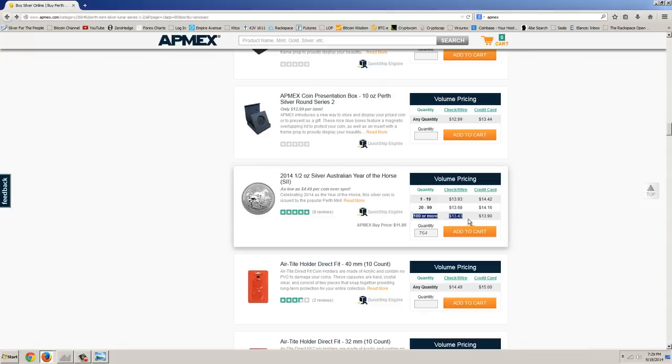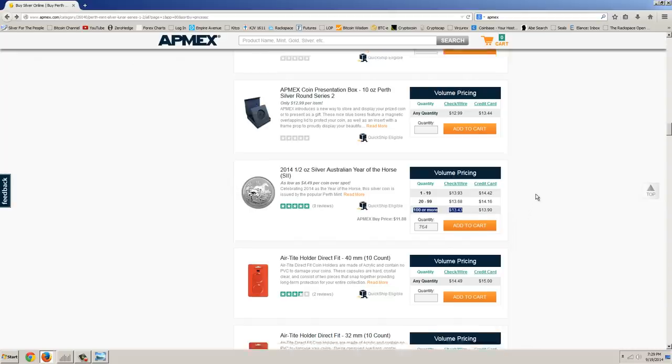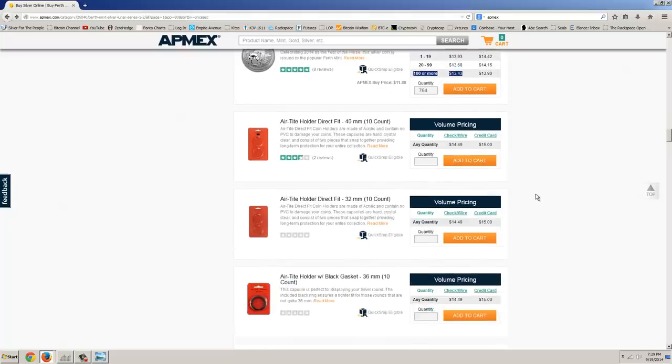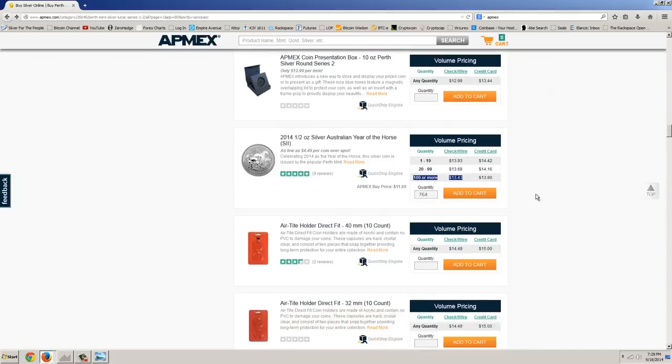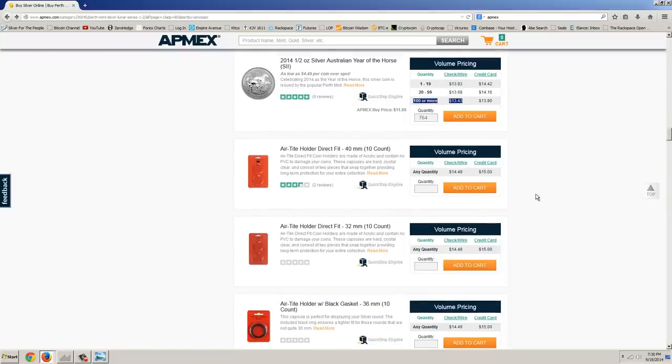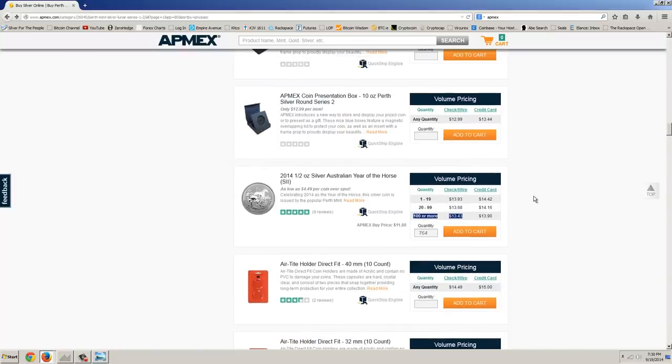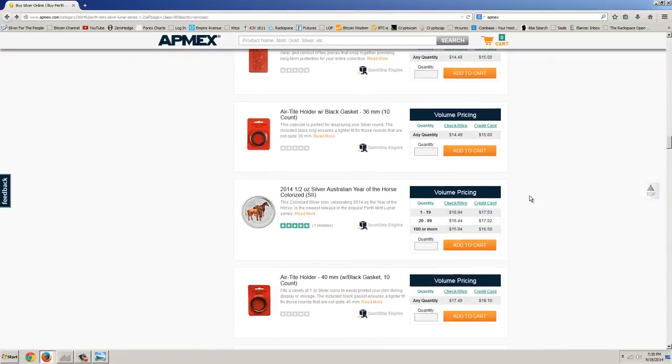It's at $13 a half ounce. So we're talking about $27 an ounce on this coin. We're talking about $10 above spot. But again, remembering the half ounce Tiger, I paid nearly $10 above spot on that coin and tripled my money. So that doesn't necessarily mean anything. So this horse, the half ounce horse, is going to be pretty high up on the list.